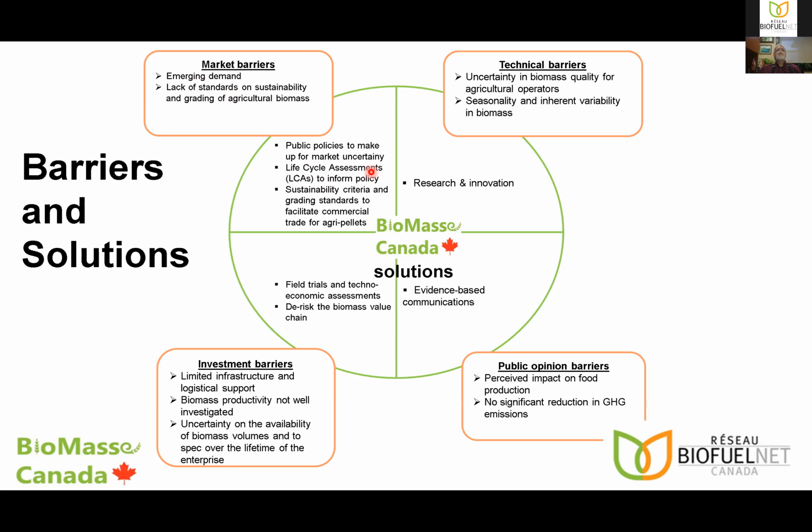Life cycle analysis, sustainability criteria and how they fit. Technical barriers: uncertainty in biomass quality for the agricultural operators, and seasonality. It's from one season to the other. You get drought, you get other conditions, and it makes it more challenging. So there's always some uncertainty when you're dealing with the climate, and we're making it more uncertain as things go ahead. So research and innovation can help with this.